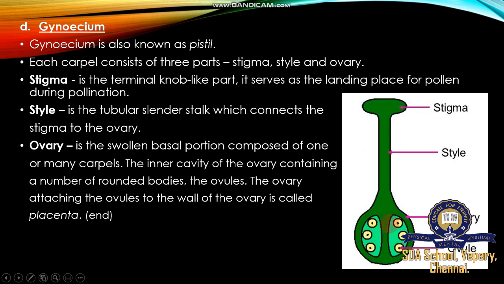produce them with the help of this part of a plant, called the gynoecium or ovary. The ovary is a swollen part at the basal part, composed of one or many carpels. One to many carpels. One carpel, for example, in mango plants, mango fruit.